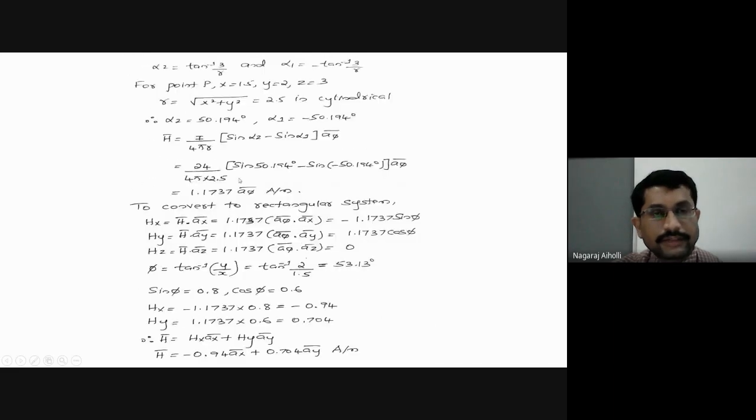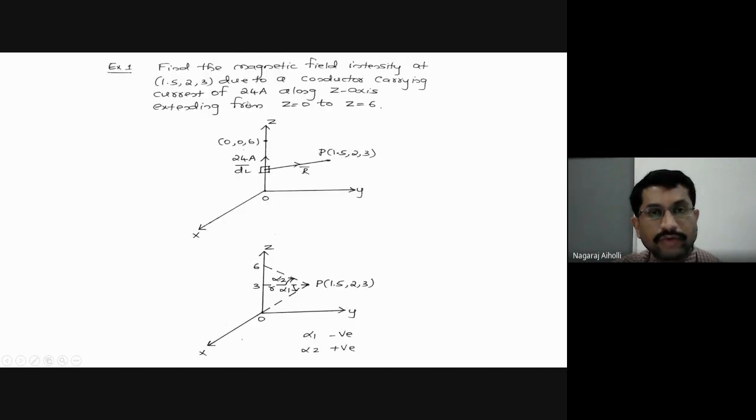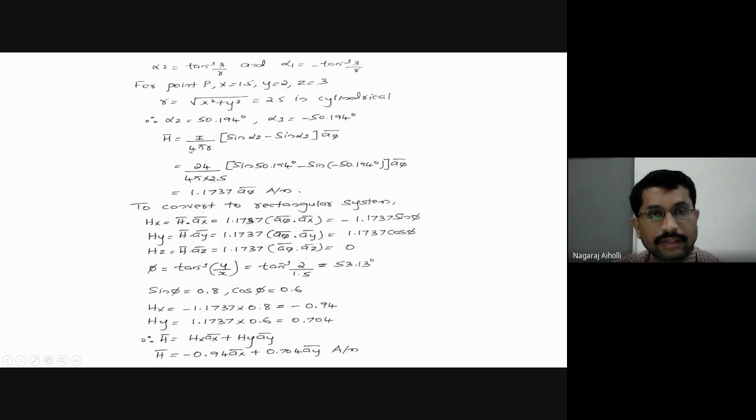And hence substitute the values. The I value is 24, given. I is equal to 24 ampere current, divided by 4 pi into R. R is 2.5, into sine of alpha 2, where alpha 2 is 50.194, minus sine of alpha 1, minus 50.194 degrees, into A phi bar. Note down up till this step and find out the value of H bar in terms of ampere per meter. This formula you will note down, substitute and tell me the answer.